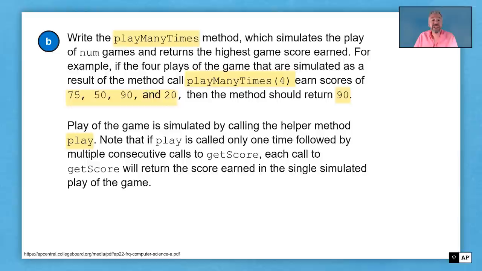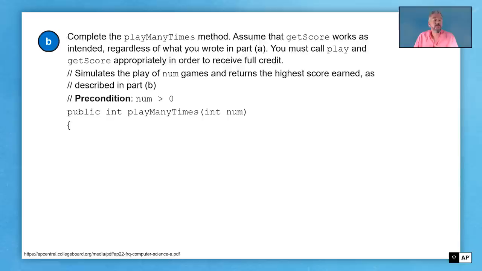Okay. So let's go through and actually take a look. This would be a good point to pause again, if you want to take a shot at writing the code for part B for the playManyTimes method. So go ahead and pause, take a couple seconds and see what you can flesh out as far as the code. And when you're ready to go through it, press play to come back.